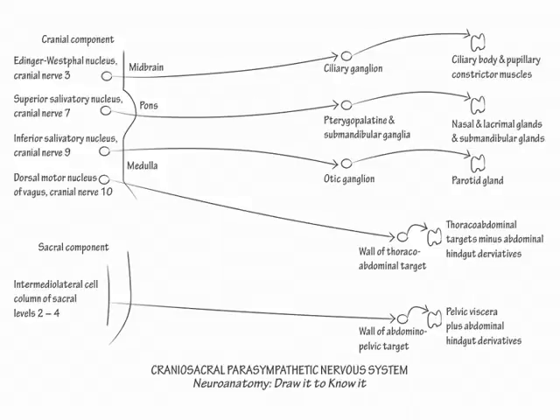Sacral parasympathetic activation increases blood flow to the gut, increases gut peristalsis and secretion, provides urinary bladder detrusor muscle tone, and genital engorgement. This completes our drawing of the motor component of the craniosacral parasympathetic nervous system.